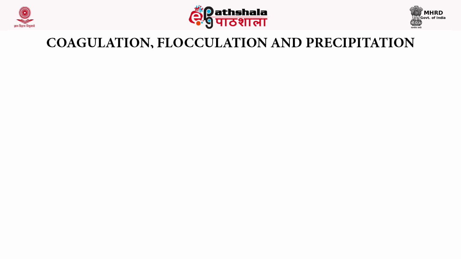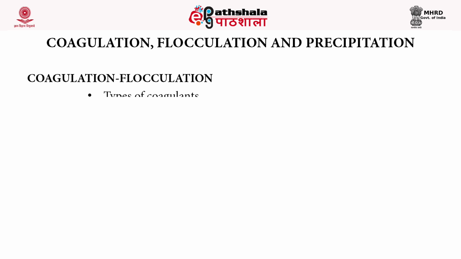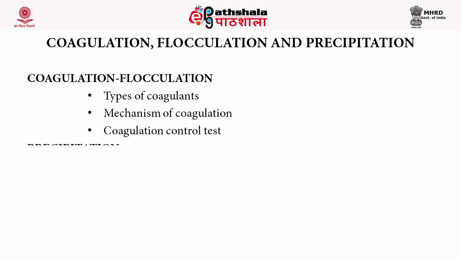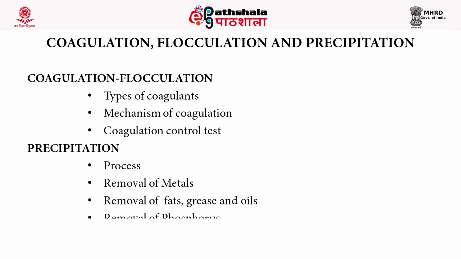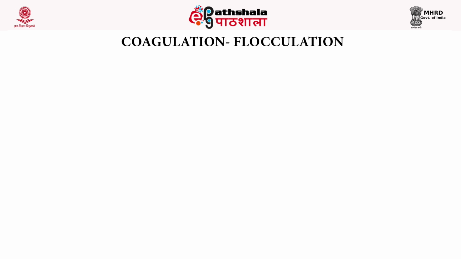We will study the coagulation-flocculation process, in which we will study the process of coagulation, the types of coagulants, the mechanism of coagulation, as well as the coagulation control test to optimize the dosage of the coagulant used in the process. And in the precipitation module, we will study the removal of metals. We will also study the minimum solubility of different metals under different pH conditions. We will study the removal of fat, grease and oil, the removal of phosphorus as well as the removal of suspended solids. Let's first start with coagulation-flocculation.